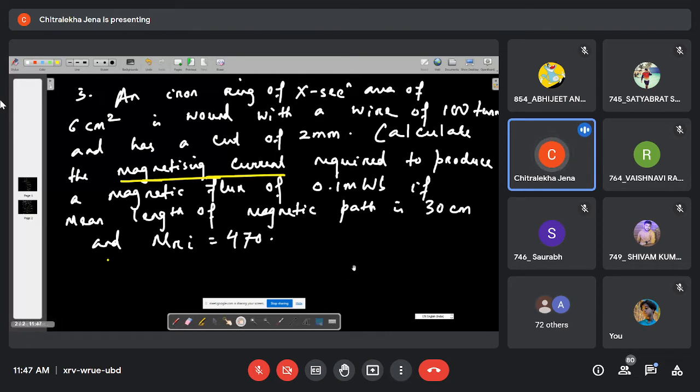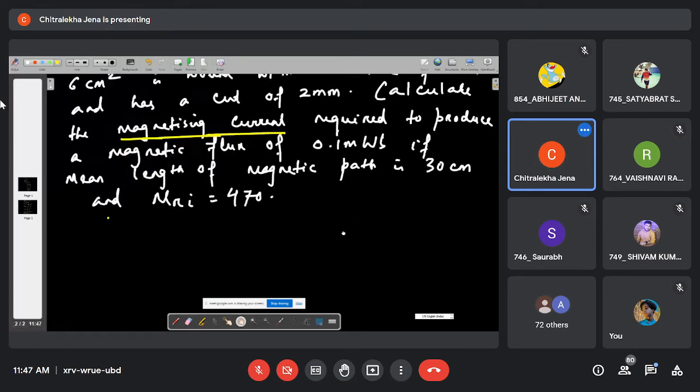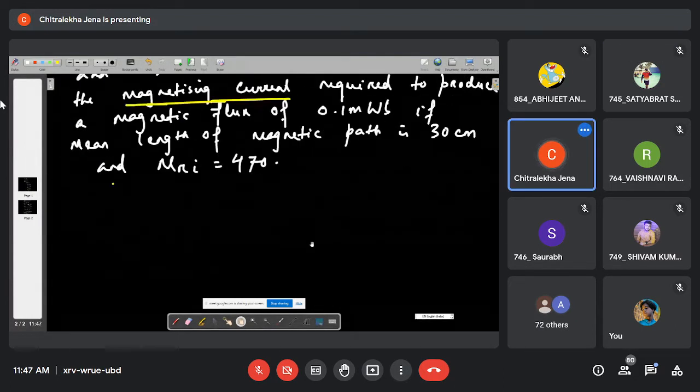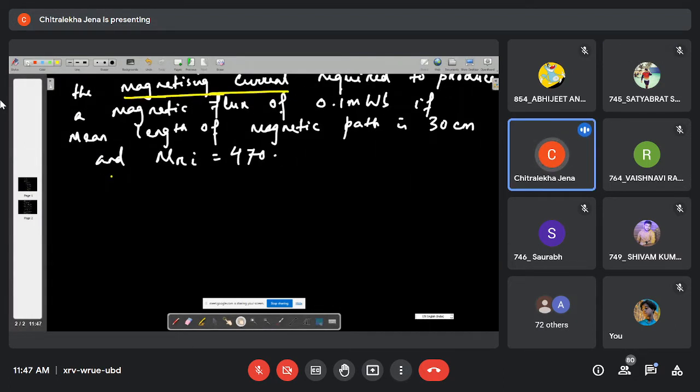What are the given values? Have all of you written? Okay, tell me the given values. The area of cross section. How many materials are there? Two materials, iron and gap.